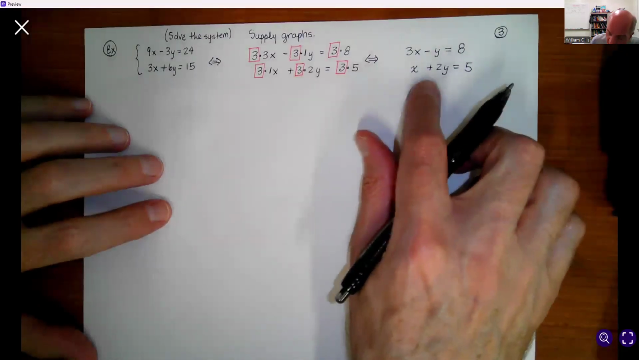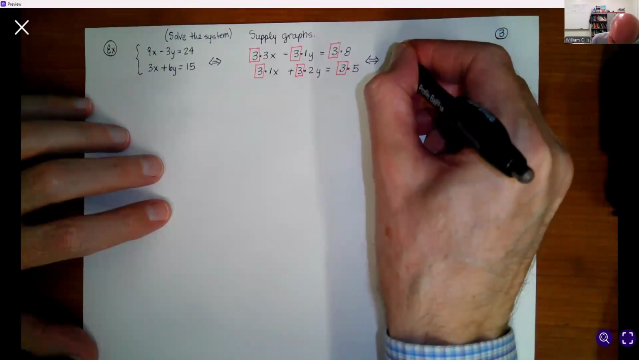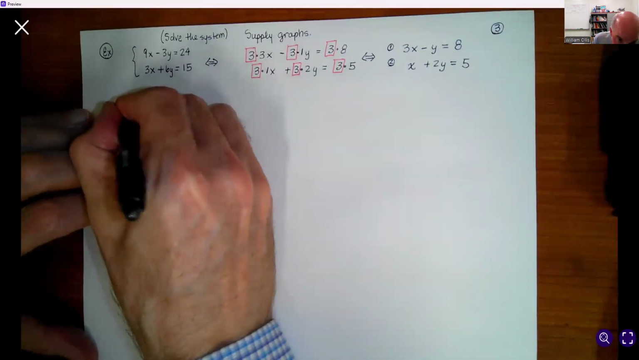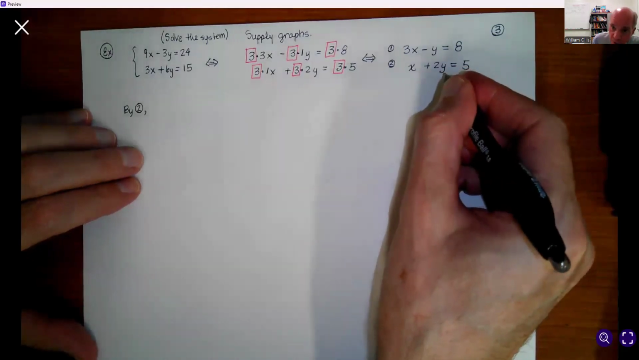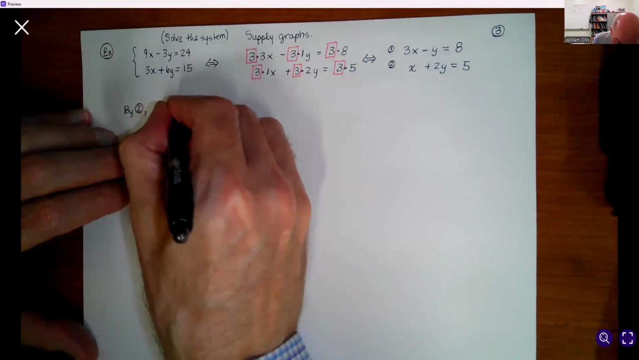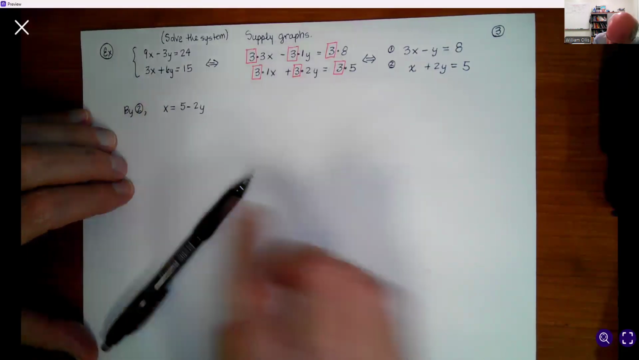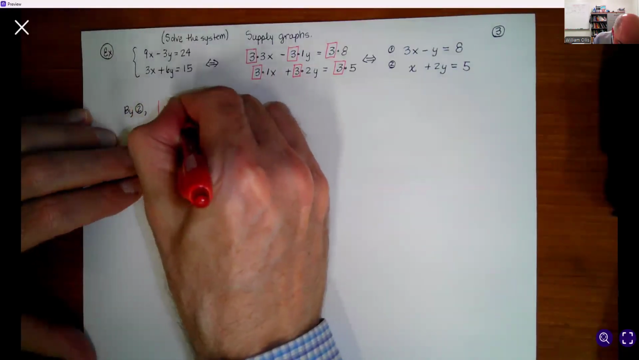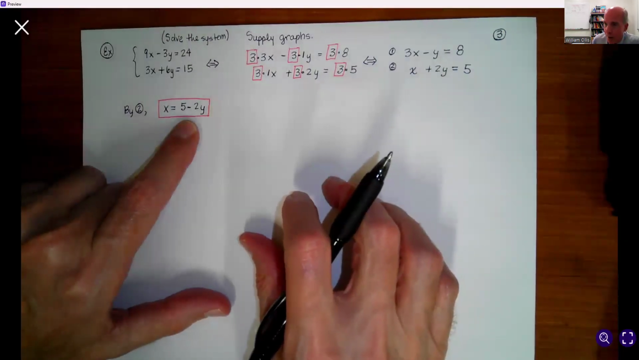So what we're going to do is, since we have a very simple second equation, I'm going to label this 1 and 2 so I can refer to them. So by 2, we're going to just solve for x by transposing the 2y terms. So x equals 5 minus 2y. So we just want to say, okay, this gives us an expression for x. Or we would say that we have now expressed x in terms of y.